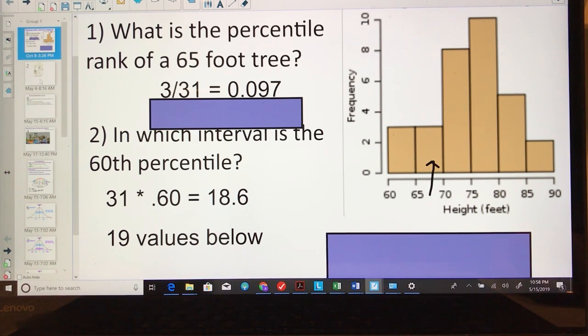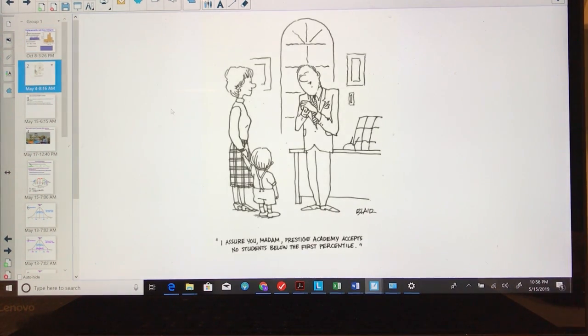Alright, a little bit of a funny here for you. This cartoon says, "I assure you, madam, Prestige Academy accepts no students below the first percentile." So this guy's really trying to talk to this woman about how great his school is, but he either doesn't know what he's talking about or he really does know what he's talking about and is trying to make it sound good. So anyway, I find that one amusing.